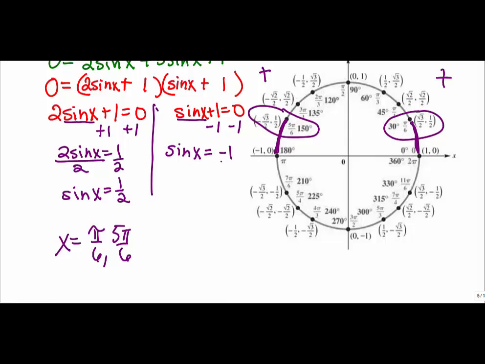And for this equation, we're asked to find what angle has a sine value of -1. And of course, that would be down here. And the answer for that part would be 3 pi over 2. So we have 3 solutions.